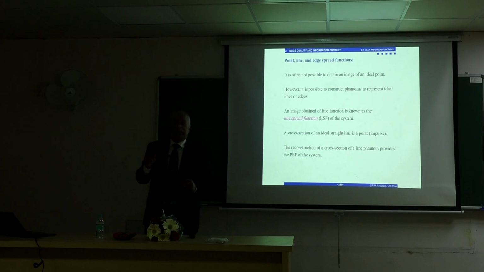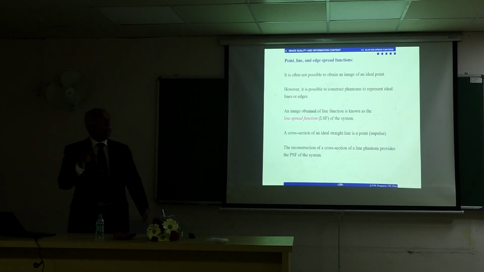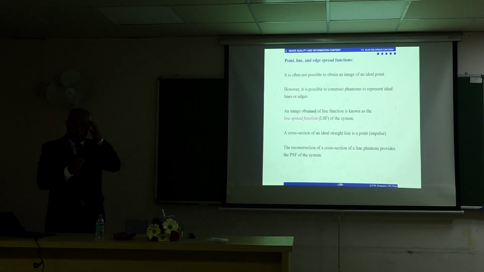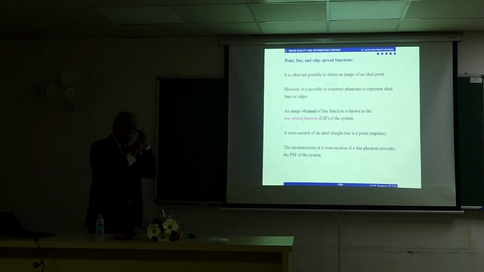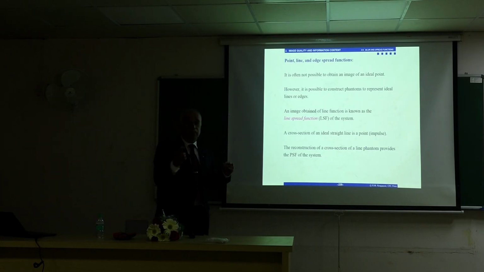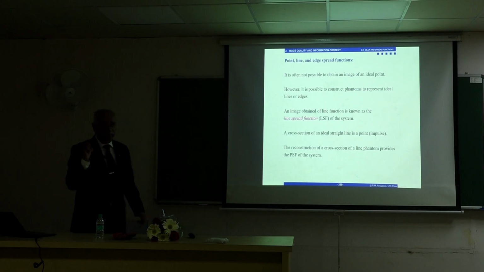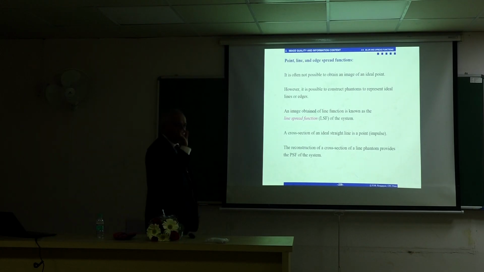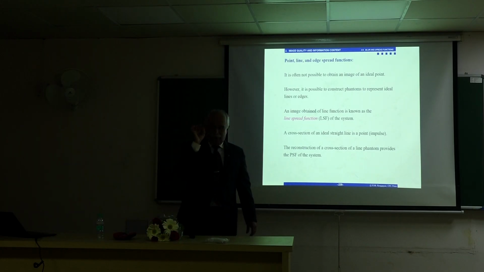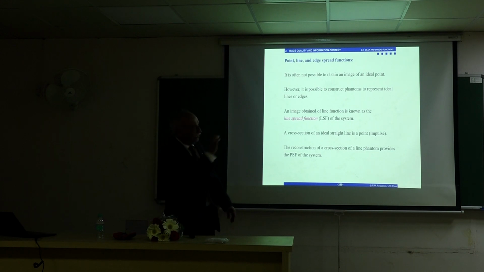Now, the spread function may be characterized in terms of a couple of other functions that are related. And depending upon the application, you may get one or the other of them, not all of them, but you can derive the others. Point, line, and edge spread functions. A point spread function is when you have one point, but you can't make an ideal point. If I draw a point, it'll have a finite thickness. Digitally, I can make an array with only one pixel having a large value, everything else being 0.